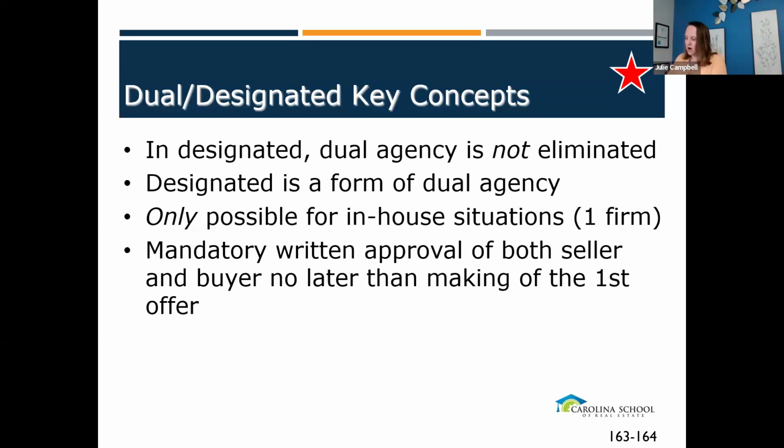Designated is a form of dual, as we saw in our listing agreement on Tuesday. I can't get consent to designated if I don't first have consent to do dual. If one party won't budge and won't do dual, designated is not even an option. If you have people hemming and hawing, you can say, if your firm allows designated and the other side agrees to it, then we may be able to do designated, but there are still a couple of pieces that have to happen. So designated doesn't eliminate dual.